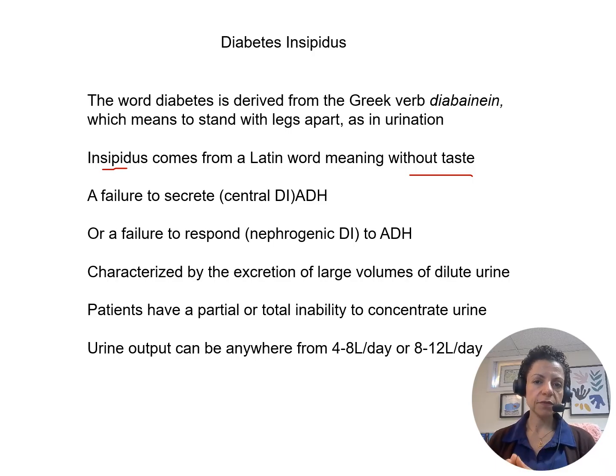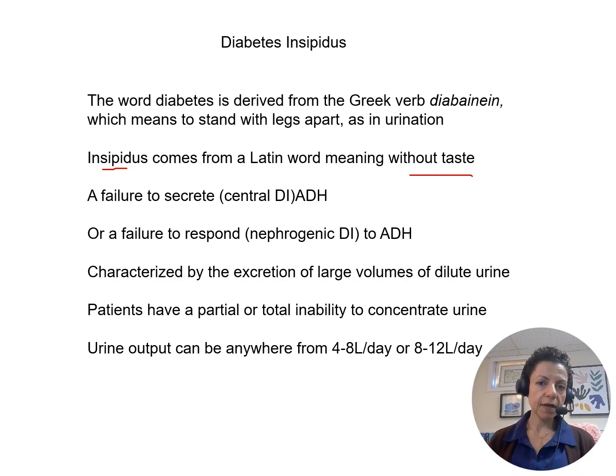So there are two forms of diabetes insipidus. We have what's called central DI, or central diabetes insipidus, and that is a failure to secrete. Central meaning central nervous system. Your brain is not producing ADH. And then we also have something called nephrogenic DI. Nephrogenic refers to nephro, meaning kidneys. This is where you're producing ADH, but your kidneys are not responding to it. So it's really an ADH receptor problem at the level of the kidneys.